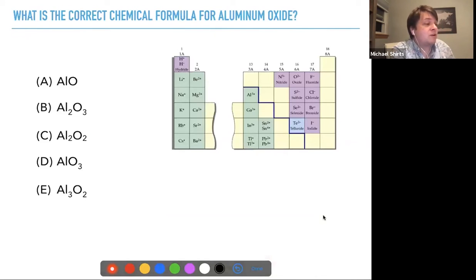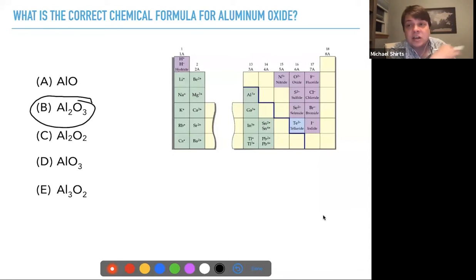So what would the correct formula for aluminum oxide be? I'll pause. You can pause for a second while you think about that. Okay, coming back. If we sum up the charges, aluminum always has a +3 charge, whereas the oxygen anion, oxide, has a -2 charge. In order to have a net neutral ionic compound, you would have to have 2 aluminum and 3 oxygen.